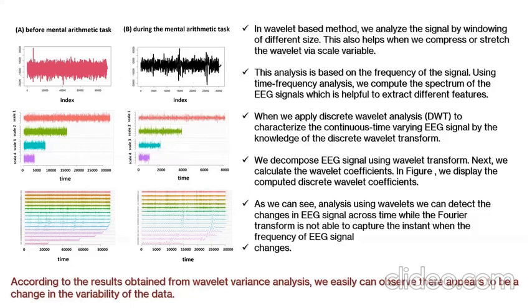When we apply discrete wavelet analysis to characterize the continuous time-varying EEG data by the knowledge of the discrete wavelet transform, we decompose the EEG signal using the wavelet transform. And what would be the next step? Next, we calculate the wavelet coefficients. You can see in the figures here, we are providing the computed discrete wavelet coefficients.